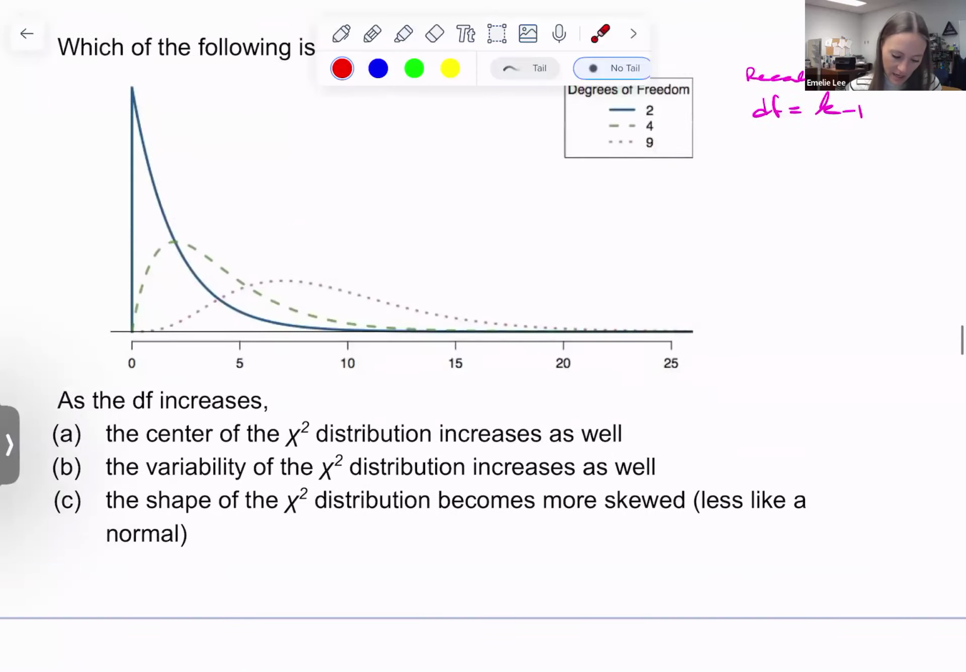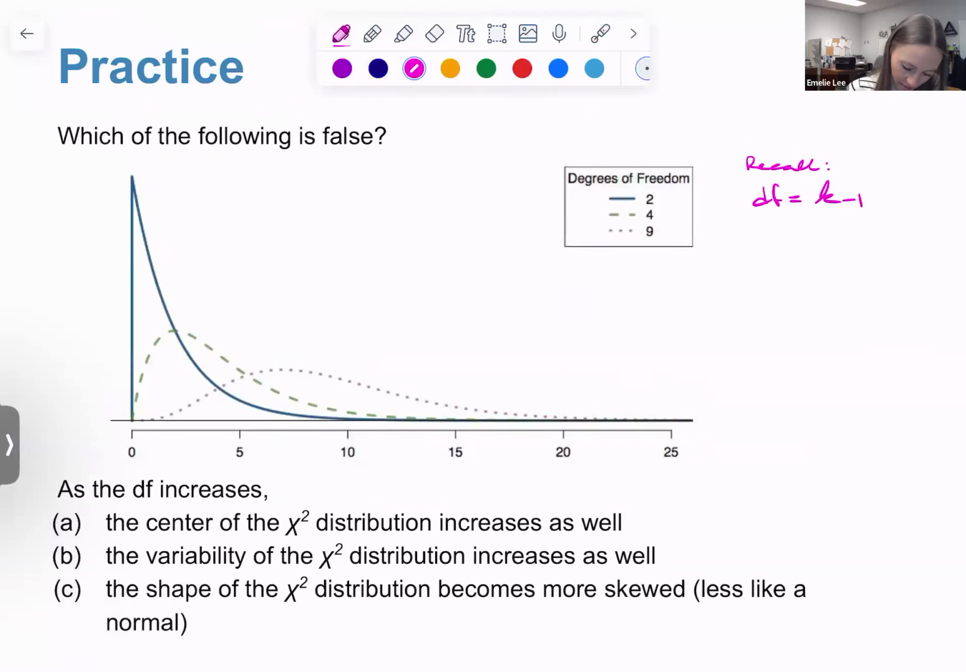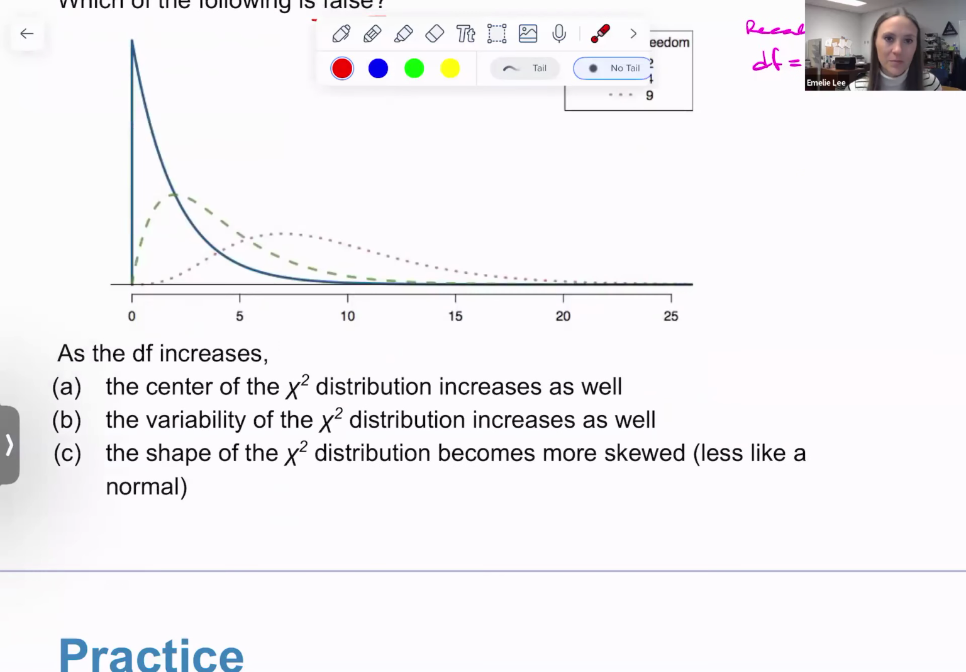But let's just see which of the following is false. I hate these, but the slide maker seems to like them. As the degrees of freedom increases, the center of the chi-squared distribution increases as well. Well, let's just think about that. Here the center is here. Then the center at 4 degrees of freedom has moved further out. Then for 9 degrees of freedom, it's increased even more. And so that is true.